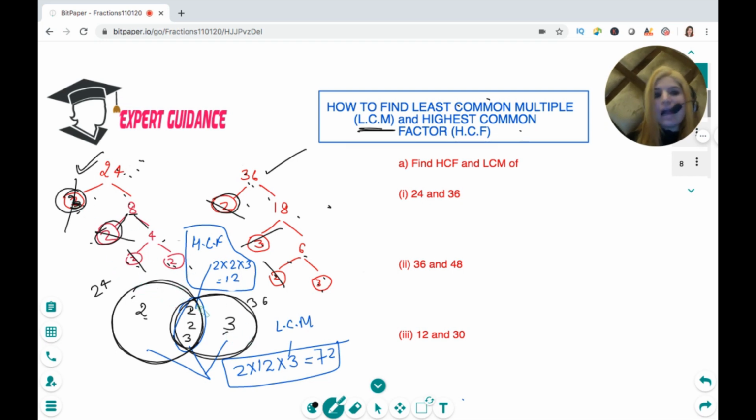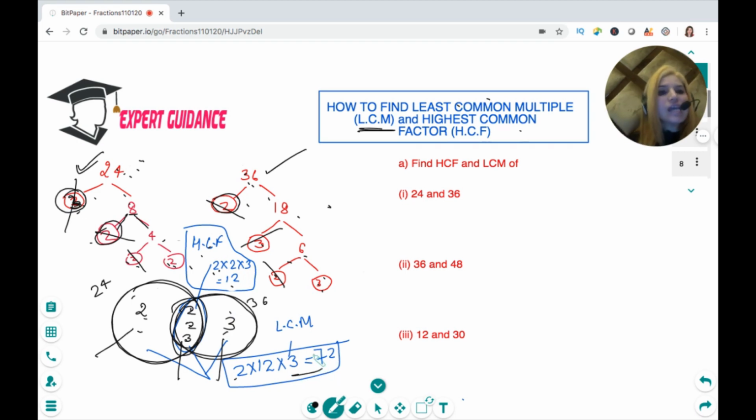Now from this Venn diagram, how do we work out the highest common factor? The common numbers are the highest common factor. So 2, 2, 3 will be your highest common factor, which is 12. And for the least common multiple, we multiply this, the middle, and this section. So this is 2, this is 12, this is 3, which gives 72 as the least common multiple.